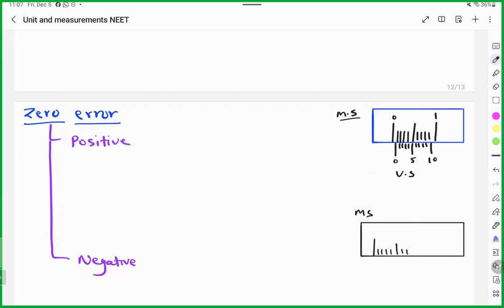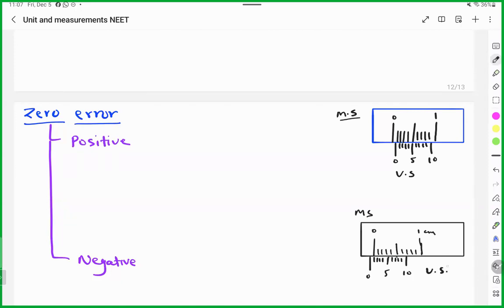1, 2, 3, 4, 5. So this is 1 centimeter. This is 0 centimeter. Okay. Instead of zero, the Vernier scale starts from the backside like this. This is 0. 1, 2, 3, 4, 5, 10.